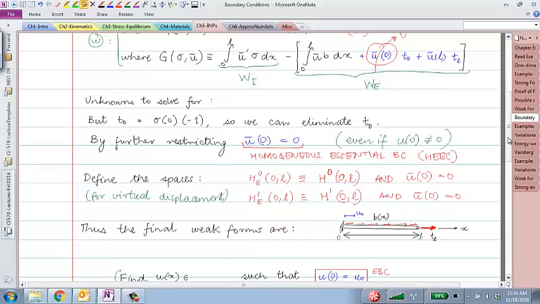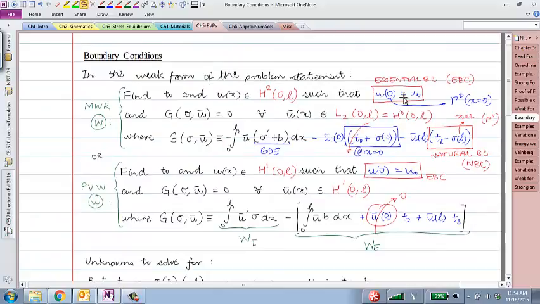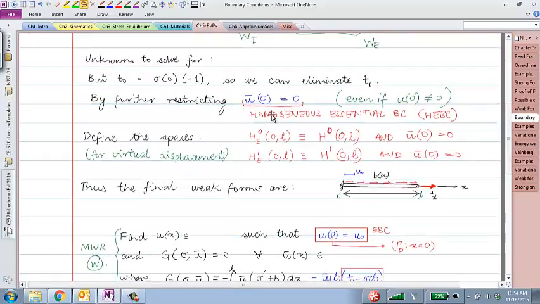So the real displacement has to be equal to U0. That's the essential boundary condition. That was up here. That's what we said. Corresponding to the essential boundary condition, we always pick virtual displacement functions that go to 0 at the specified boundary, which is called the homogeneous essential boundary condition.